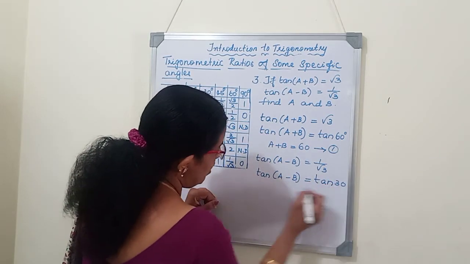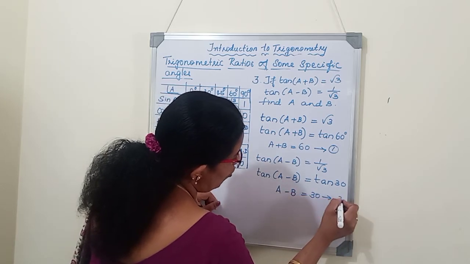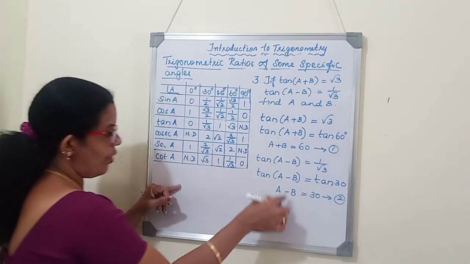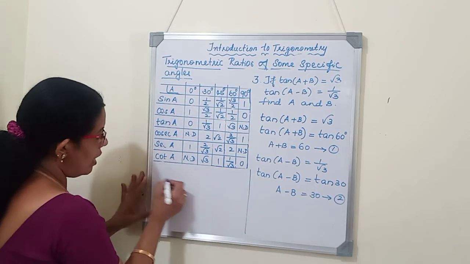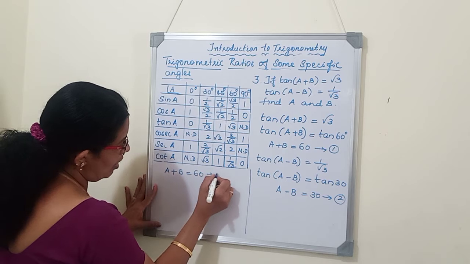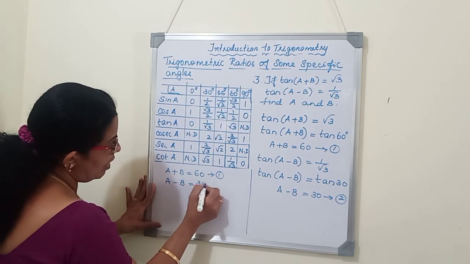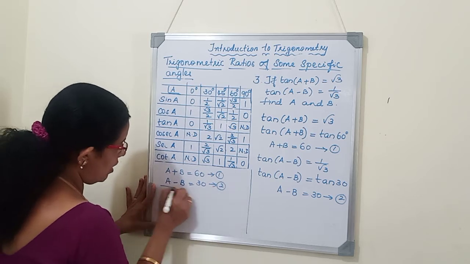So we can write a minus b is equal to 30, equation 2. Now we have two equations in two variables. We will do the elimination method and find the values of a and b. First equation, a plus b is 60. Second equation, a minus b is 30. We can add or subtract, either works.